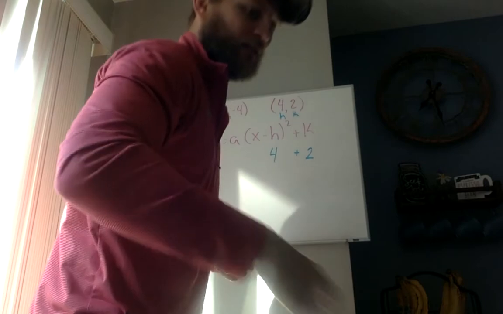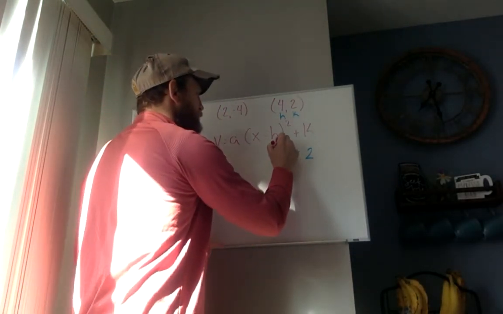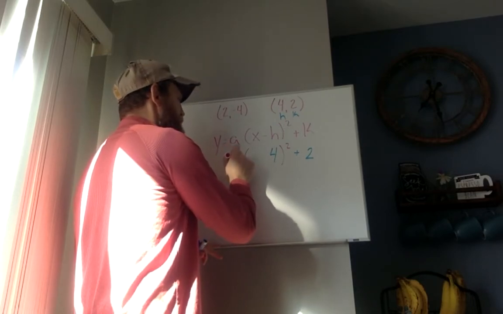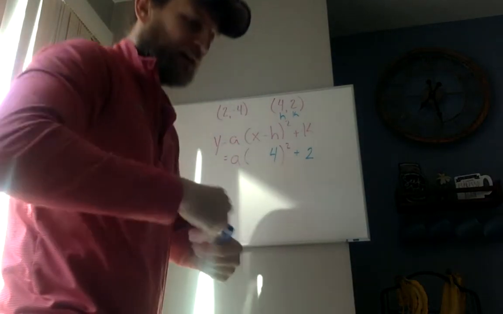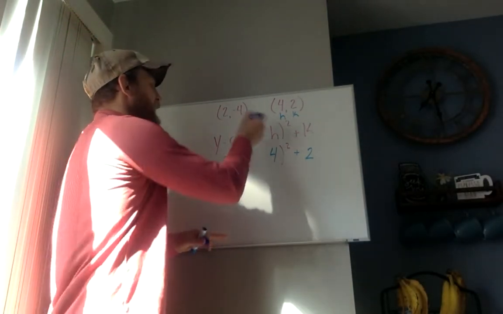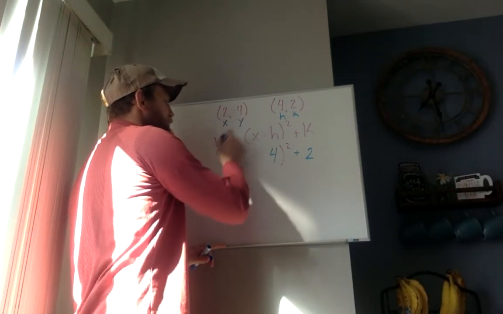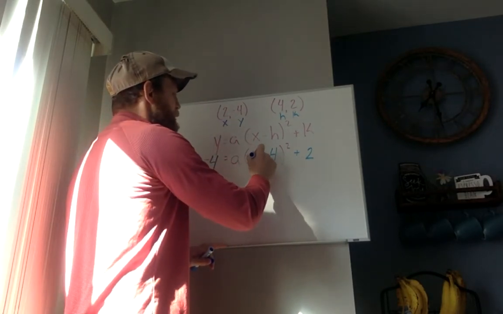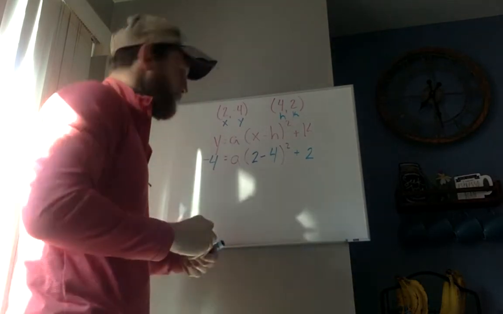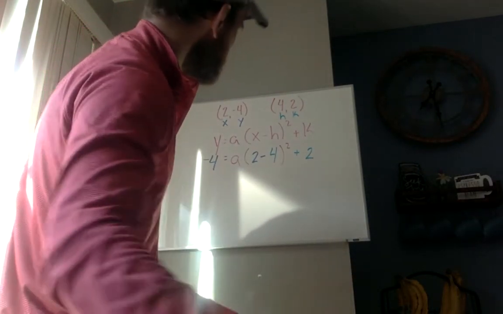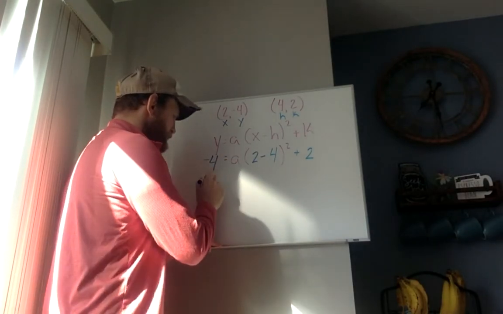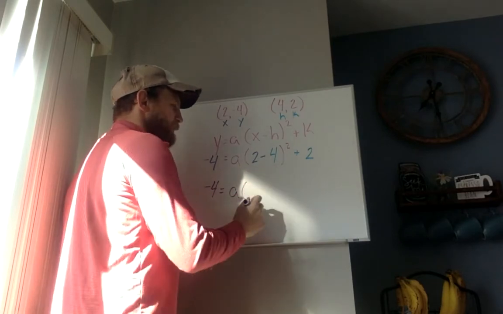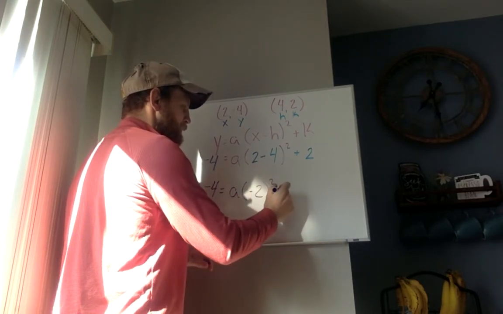So let me put in everything else. Now, up here, we know that this is x, and this is y. So I'm going to plug in negative 4 for y, and I'm going to plug in 2 for x. So this becomes negative 4 equals a times 2 minus 4, which is negative 2, squared, plus 2.